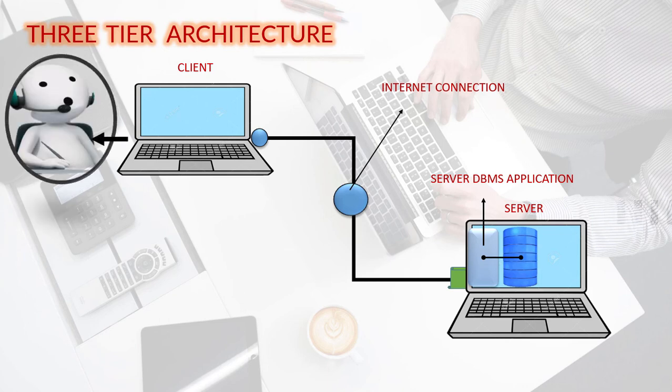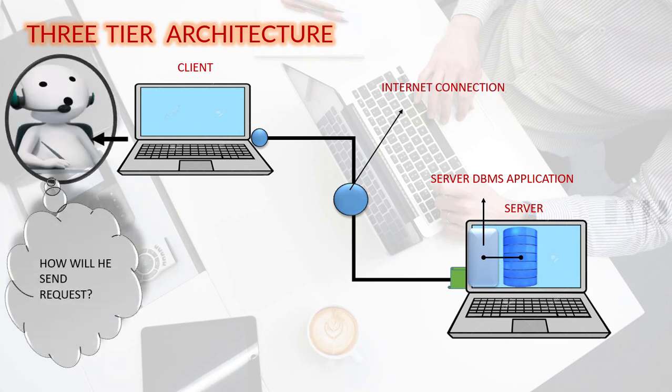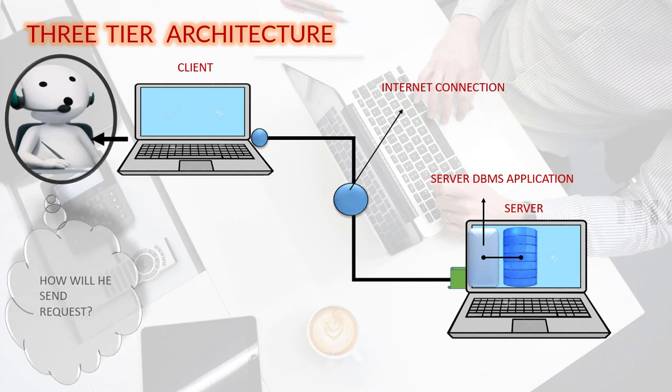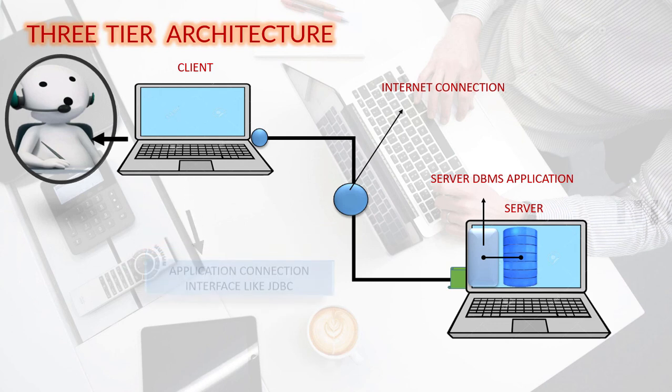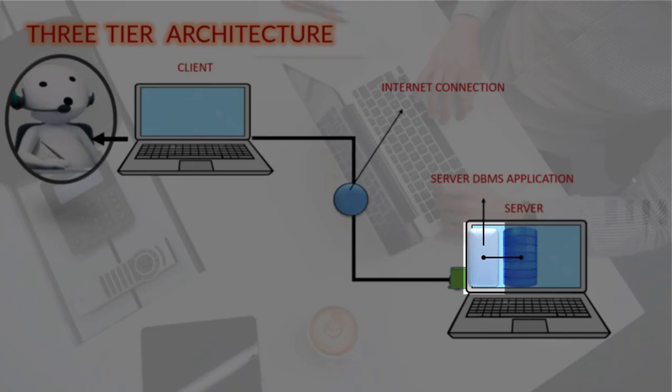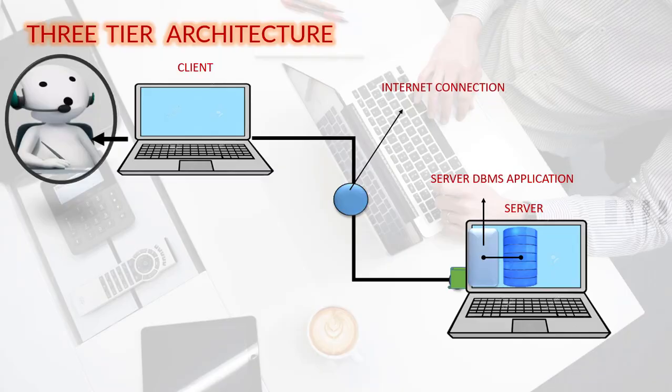So whenever the user wants to access any particular data, how will he send request? He will use an application connection interface like JDBC on client side. Using it, he will send a request to server, but without accessing data directly from database, he will send the request to server DBMS application, and server DBMS application processes that request to fetch the data and sends it back to client. This is all about 3-tier architecture.